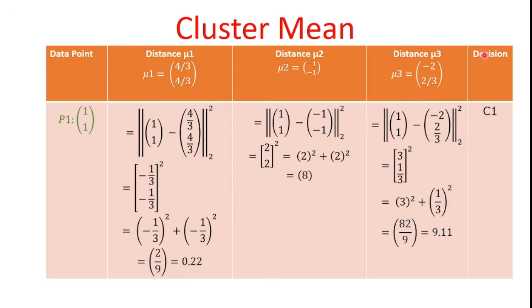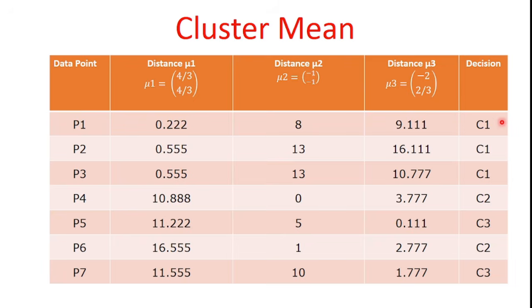While making a decision, out of these 3 values, we check which value is less, either for mu1, mu2 or mu3. If you see, 0.22 is less compared with 8 and 9.11. So data point 1 belongs to cluster 1. That's the decision or assignment we are going to make. In the same way, we need to do this for the remaining data points P2, P3, P4, P5, P6 and P7.